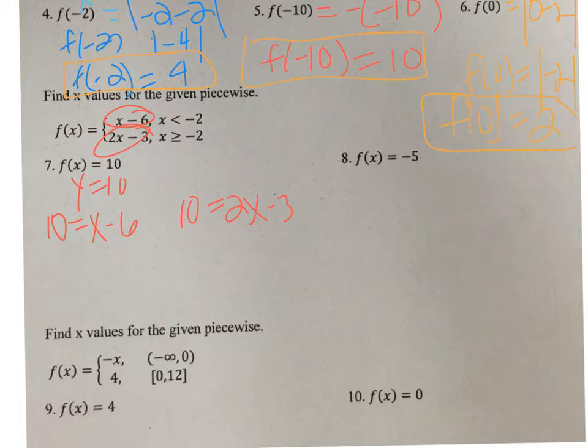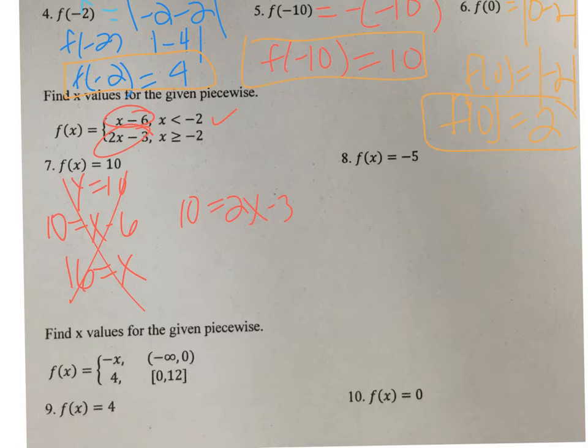which it's at. Okay. So to solve for x on this one, remember I'm going to add 6 to both sides, and I get 16 equals x. So that's the first function. X is 16, but is 16 less than negative 2? Because look, it's saying x is less than negative 2. Is 16 less than negative 2? Nope. So that's not going to be the value of x.